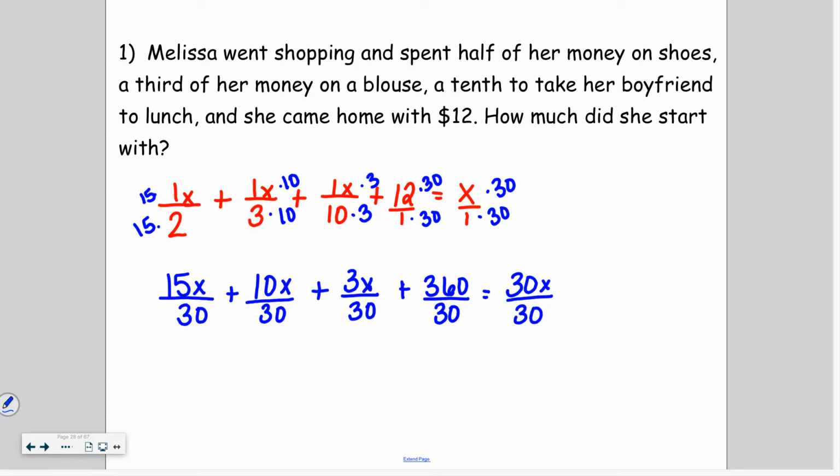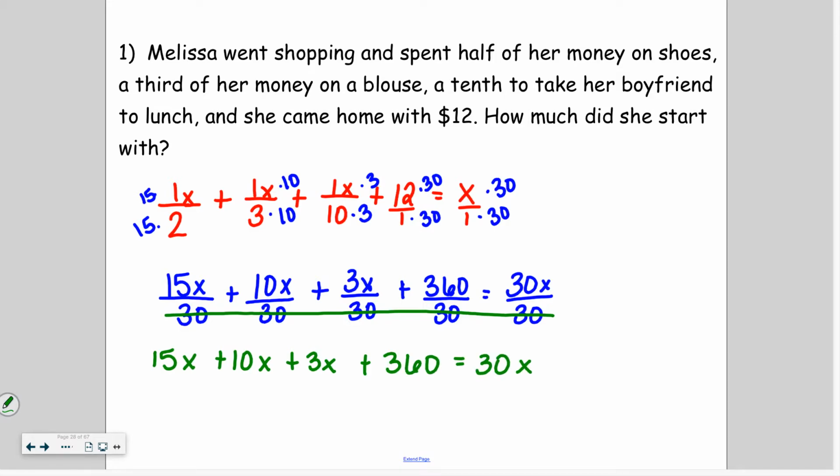Now, remember the rule is if we have the same denominator all the way across, we can cancel it out and then just set it up like a regular addition problem. So 15x plus 10x plus 3x plus 360 is equal to 30x. Combine your like terms, 15, 10 is 25, plus 3 is 28, plus the 360 is equal to 30x.